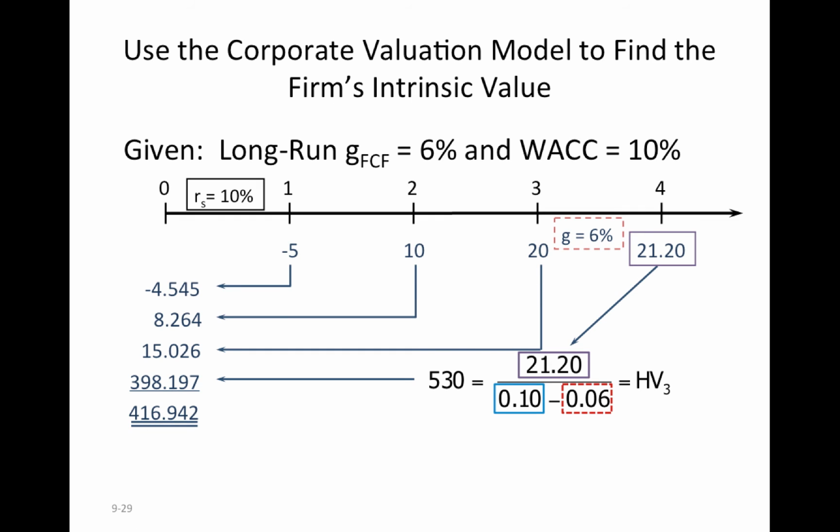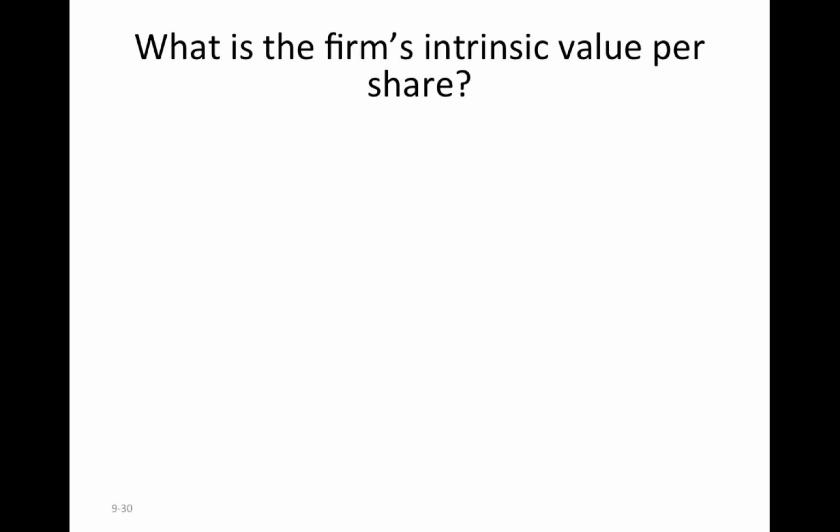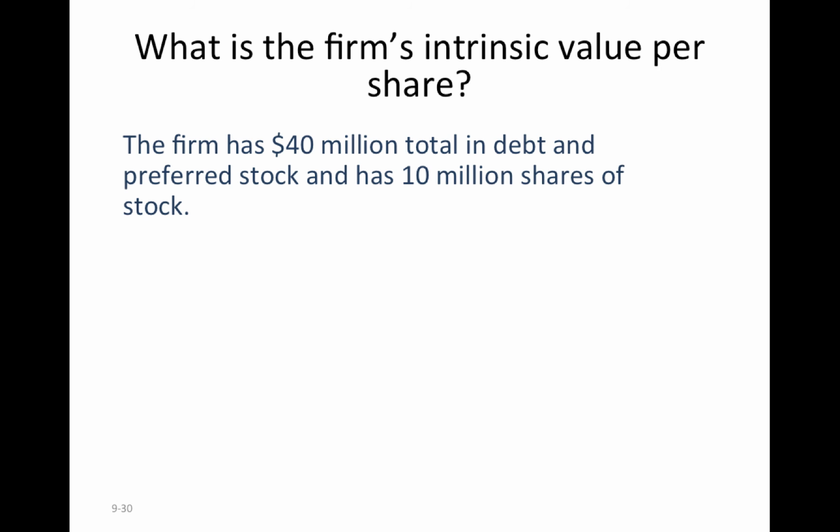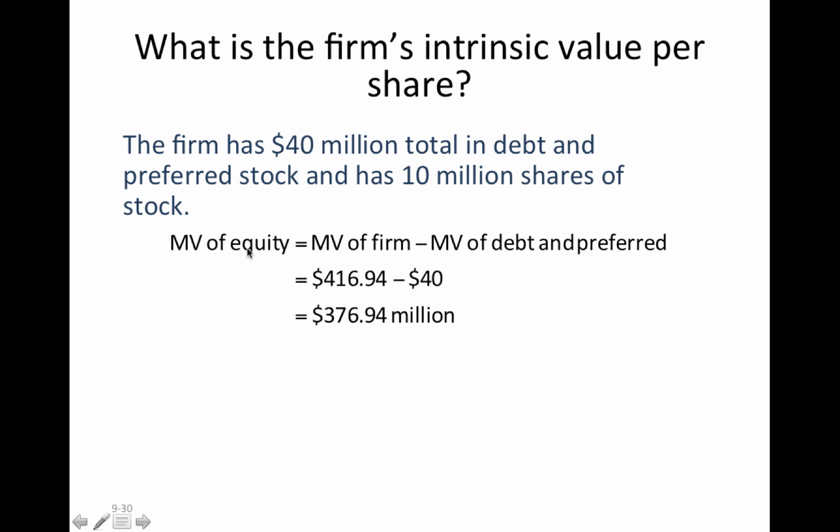$416 million is the value of the whole company. The whole company. What's the value per share? Well, first we need to take out $40 million in debt. 416 minus 40 million equals 376.